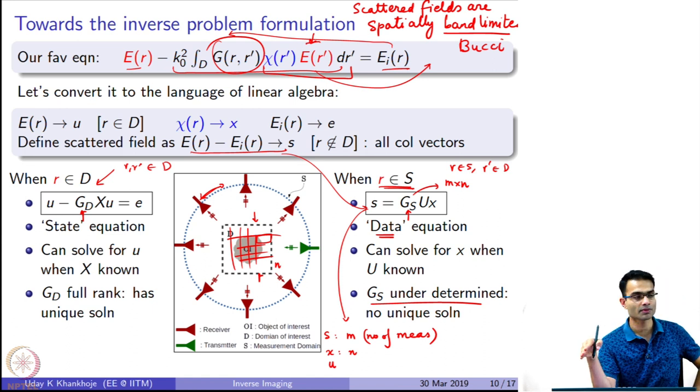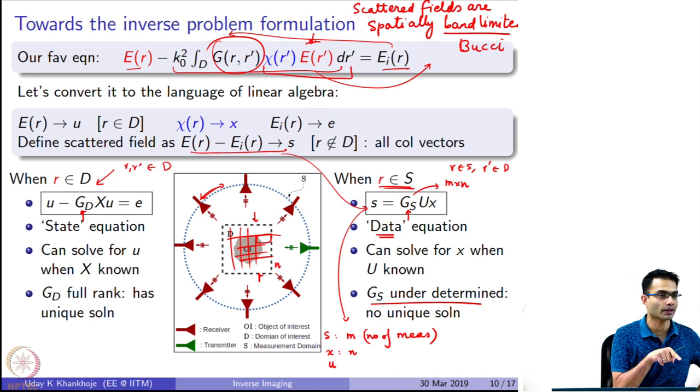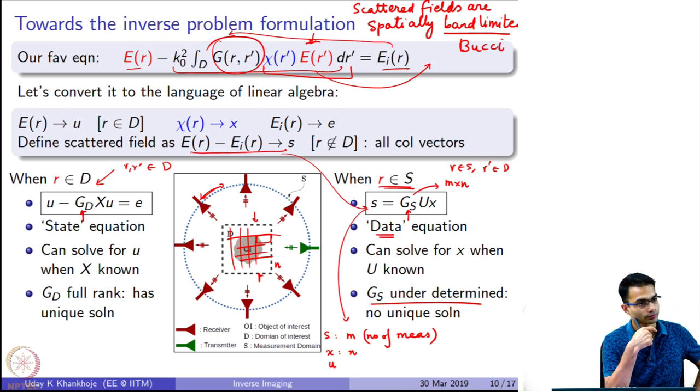Okay. So, this theorem is telling you that the fields are spatially band limited. So, you will not get anything more, right? You won't get anything more. But then you still have the number same, but your GS matrix now is rank deficient. You will get a square matrix, but it's not full rank.